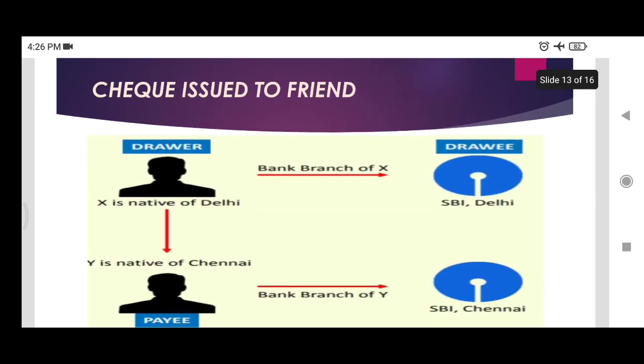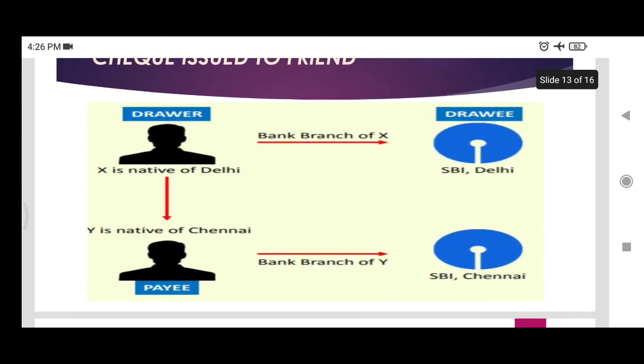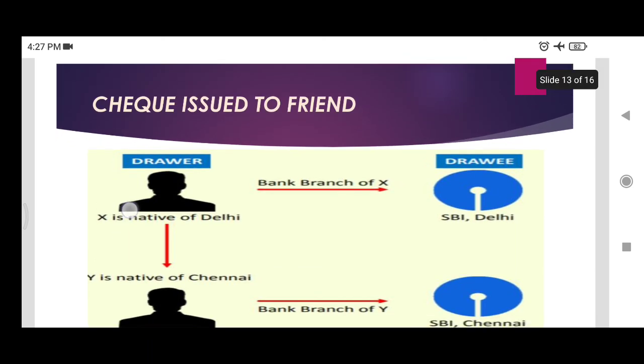Here is how the check truncation system will work. For example, a drawer, the issuer of the check, is in Delhi. He cannot travel to Chennai, and he can give it to another friend for drawing the money. He will just send it in a digital way with the digital signature, and the payee can withdraw the check in Chennai itself instead of going to Delhi. This is the benefit of the check truncation system.